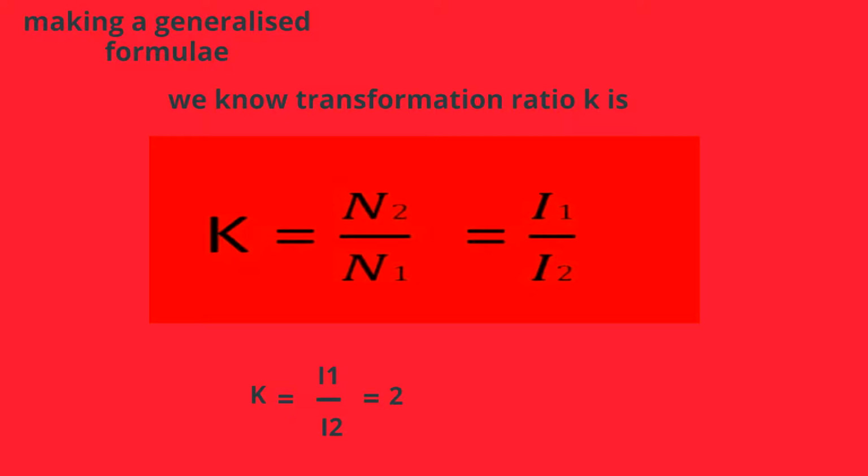For making a generalized formula for R2 dash, we need to know the transformation ratio K. K equal to N2 by N1, that equal to primary current by secondary current. From the numerical, the primary current I1 is 2 and I2 is 1. Therefore, the K from this numerical is 2.